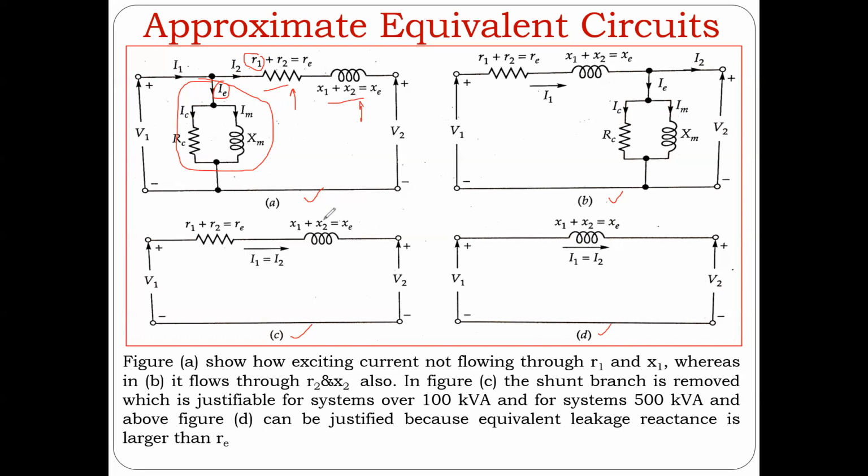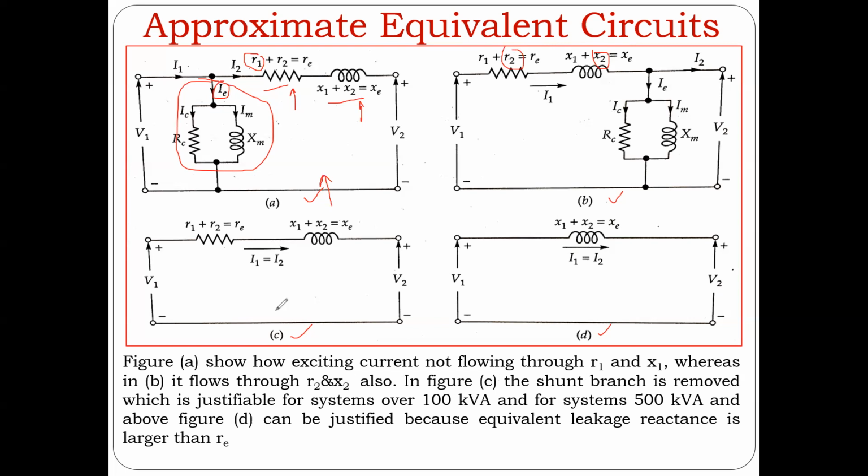So this kind of approximation can be done both ways. You can shift your shunt arm to the left hand side, or you can shift it to the right hand side. Here, I1 was not flowing through R1 and X1, and in this case, I1 is flowing through R2 and X2 as well, and that's the only difference.